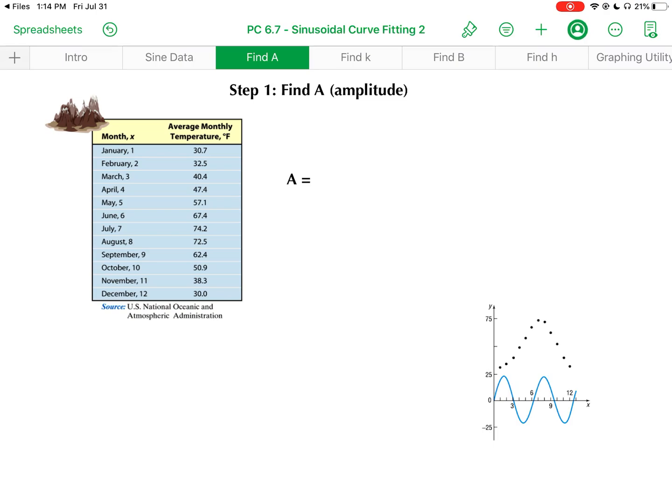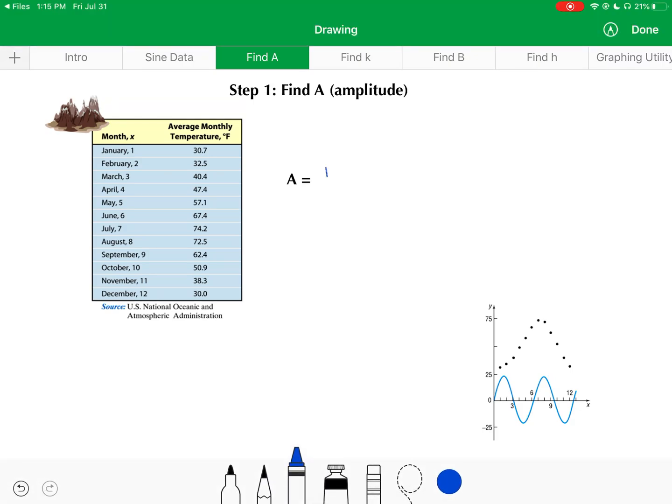We know that A from our equation controls the amplitude of the function, right? Amplitude is the distance from your high or your low points of the curve to the midline. With that in mind, you can find your A value by simply taking your maximum value, subtracting your minimum value. That'll give you the distance from the highest point to the lowest point in the data set, and then divide that by 2 to get your amplitude.